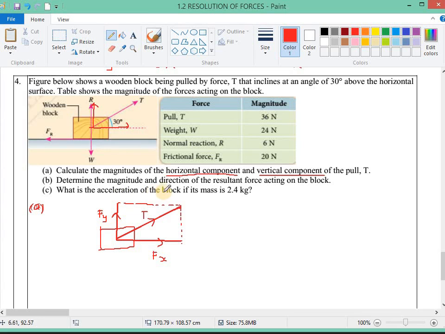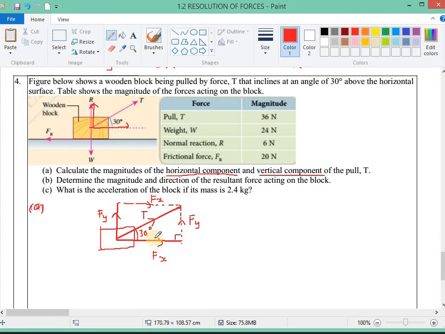We can draw a parallelogram. So here this is the 90 degree, this one is angle 30 degree. So here and here is the same. This one is Fy, this one is Fx. Alright, so we can get one triangle from here. We just need one, so we take this one with the angle 30 degree, and we can calculate the Fx and Fy.